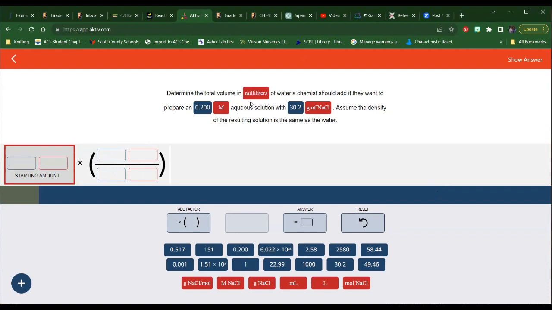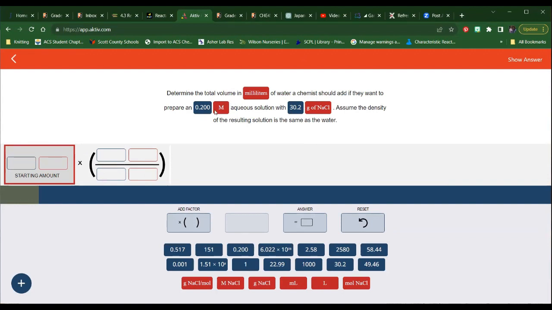We're trying to end up in milliliters, and we know that molarity is always in liters, so that's going to be an extra factor in there. And we're not starting with moles. Instead, we have grams and we have a concentration. Between the two of these, which tells us how much is there? Is the 30.2 grams the amount of sodium chloride, or is the 0.2 molar the amount of sodium chloride?